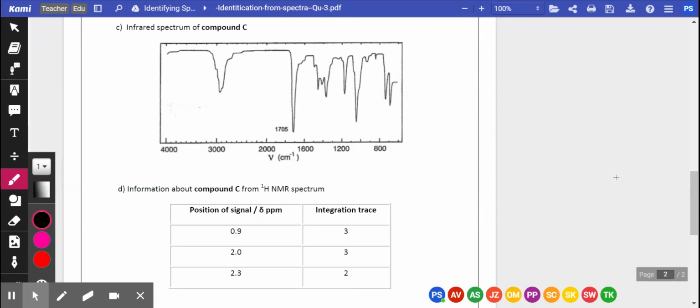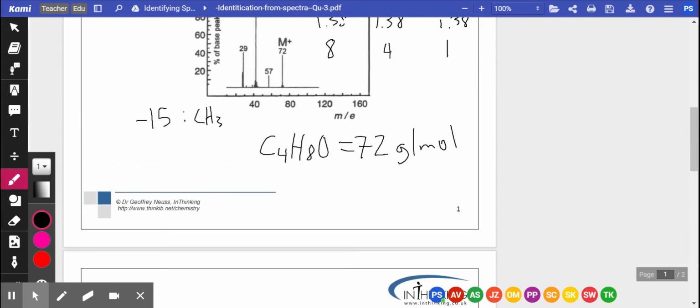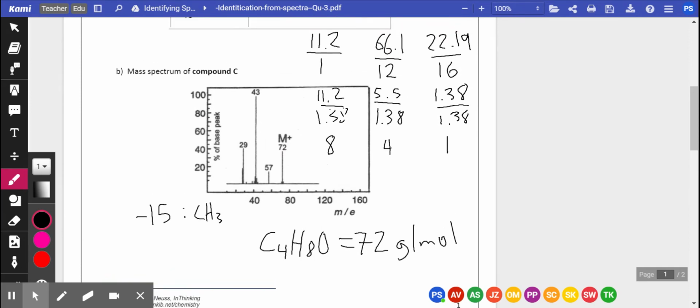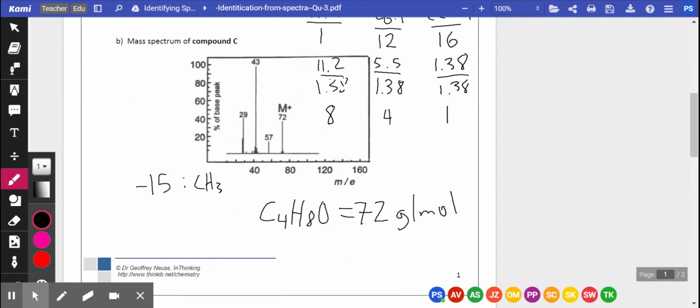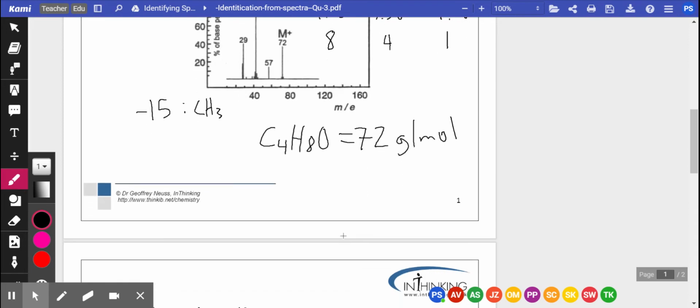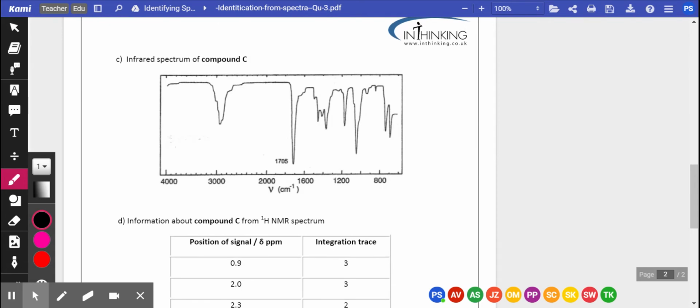Okay, welcome to part 2 of the identification of an unknown organic compound through spectra. Now, in our previous video, part 1, we used elemental analysis and mass spectroscopy to find the empirical and molecular formula, which is C4H8O.